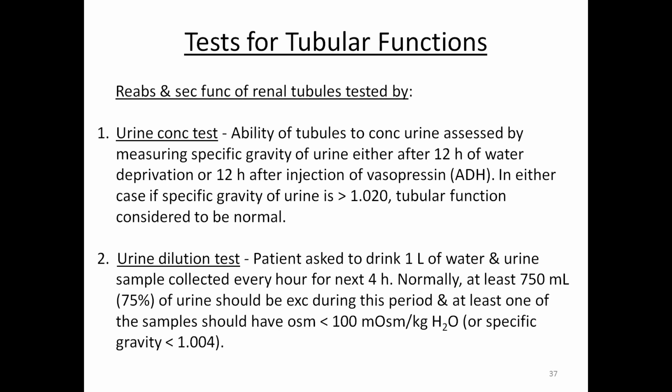Then we do a urine dilution test. For this, the patient is asked to drink 1 liter of water and a urine sample is collected every hour for the next 4 hours. Normally at least 750 ml, which is around 75% of the water, should be excreted during this period. At least one of the samples should have an osmolality less than 100 milliosmoles per kg water or specific gravity of less than 1.004.